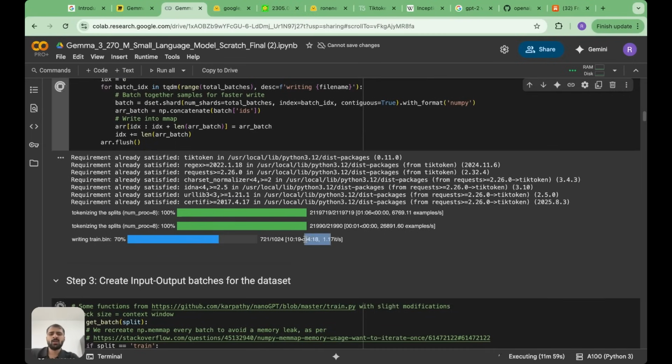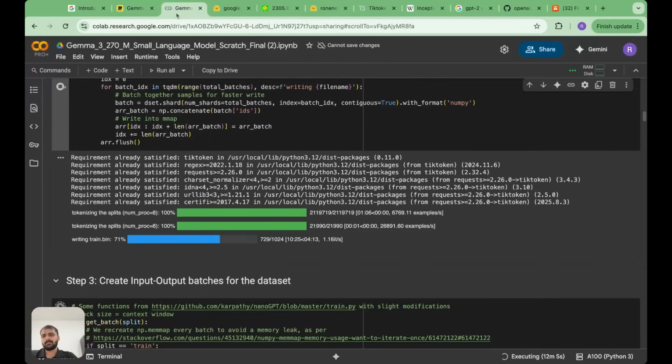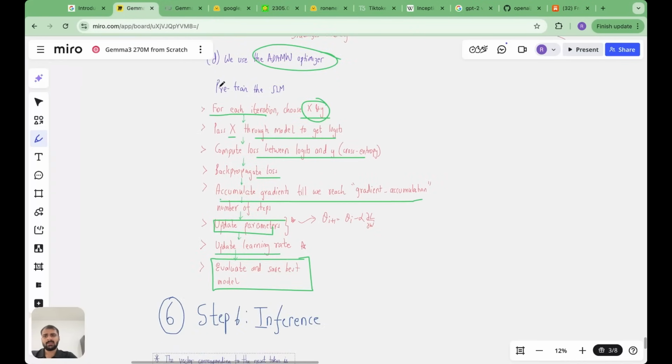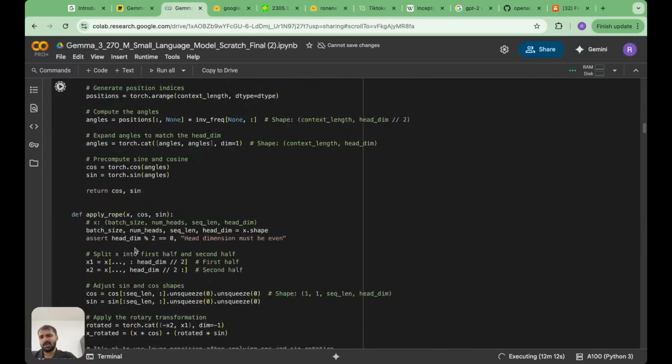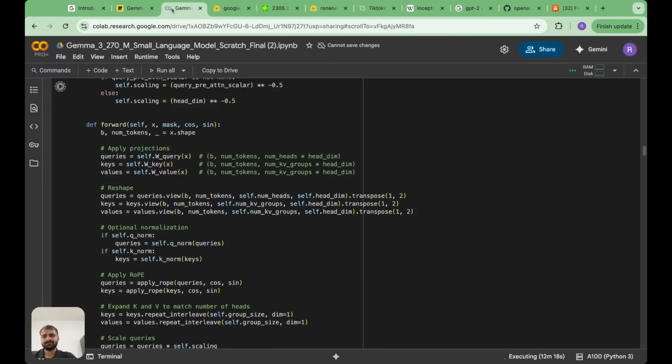It's going to take 4 to 5 more minutes. So I'll come back here after this train.bin and validation.bin is created. Then what we have to do is run the live training, and the last thing to see is the inference. So I'll see you in the next part.